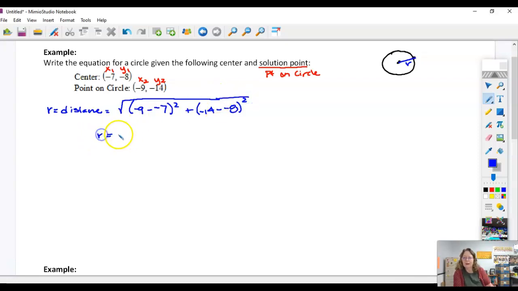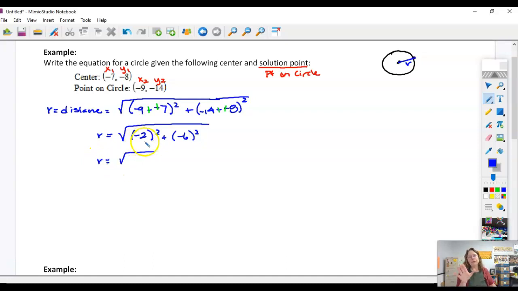Lots of negatives. The radius is a big old square root of, let's see, minus minus is plus a positive, and we got another plus positive. So negative 9 plus 7, that's a negative 2 squared plus, and then negative 6 squared.